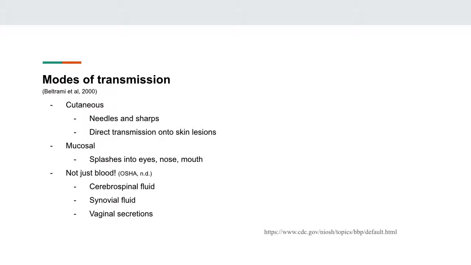Mucosal transmission means if the patient's blood splashes onto your mucosal surfaces, such as your eyes, your mouth, or your nose. And this is not limited to blood, but can also include other bodily fluids. For example, cerebrospinal fluid when you're doing a lumbar puncture, or synovial fluid if you're aspirating a joint, or vaginal secretions when you're doing a pelvic exam. These can all put you at risk of transmission of these pathogens.